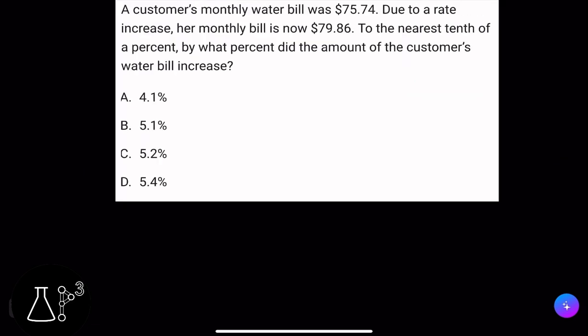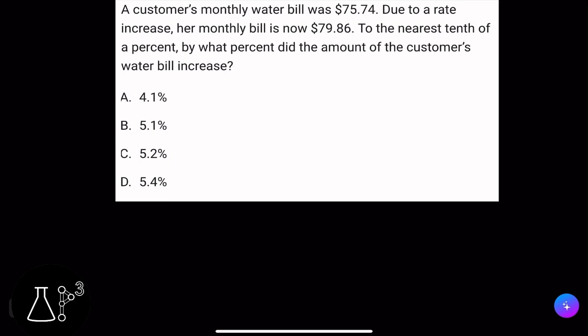Okay, let's solve a different question now. Again, these percentages are always formatted in very weird ways, and there are a lot of rules to it. So in order to solve it, we're going to go over a different rule now. A customer's monthly water bill was $75.74. Due to a rate increase, her monthly bill is now $79.86. To the nearest tenth of a percent, by what percent did the amount of the customer's bill increase?